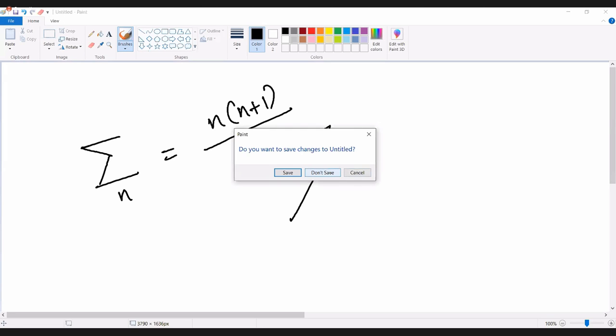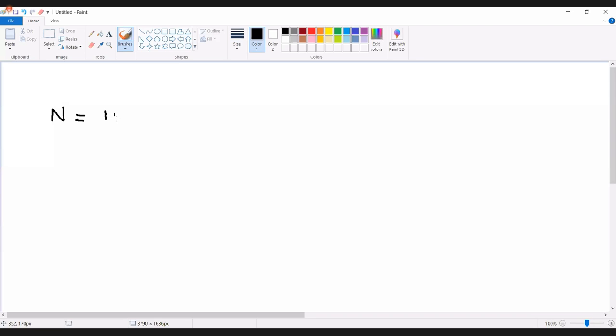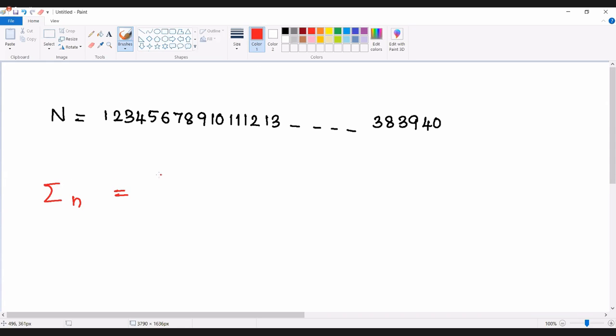So if the numbers are given like this, there is a number n given as 1, 2, 3, 4, 5, 6, 7, 8, 9, 10, 11, 12, 13, and so on, 38, 39, 40. So what is the sum of the numbers? The sum of the numbers is n into n plus 1 by 2. It is 1 to 40. So 40 into 41 divided by 2 will be the value.